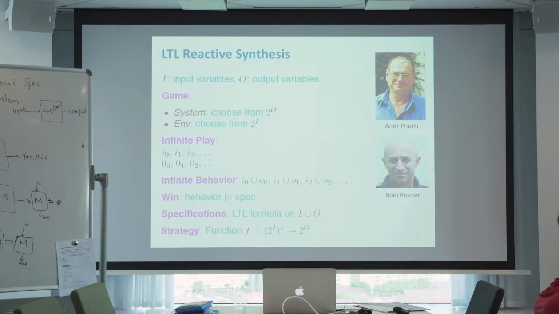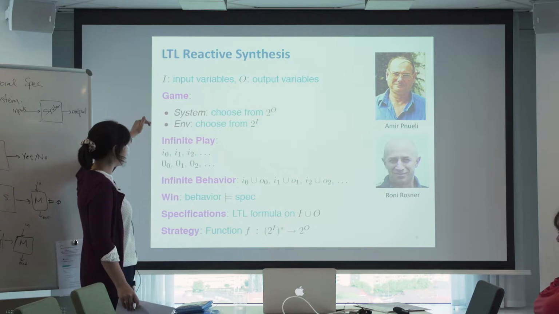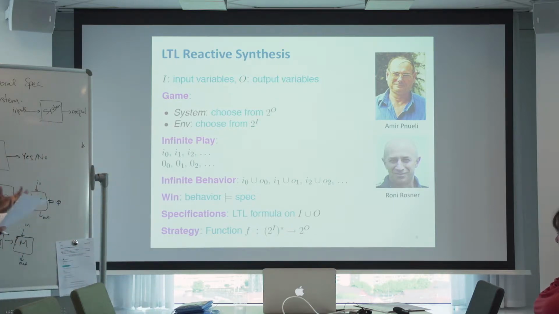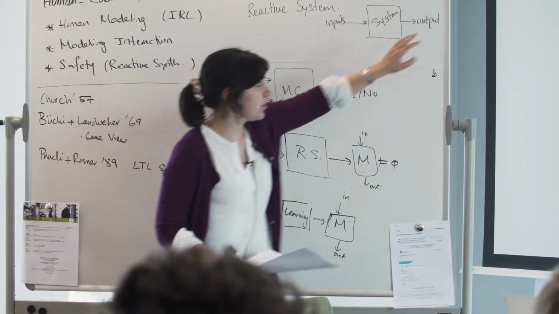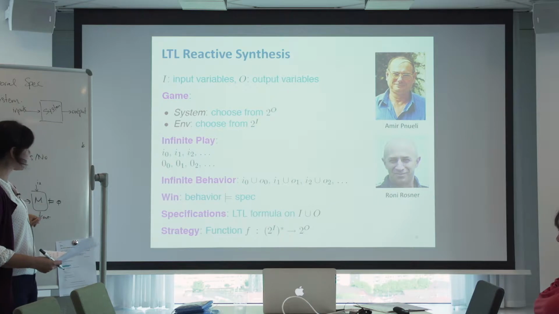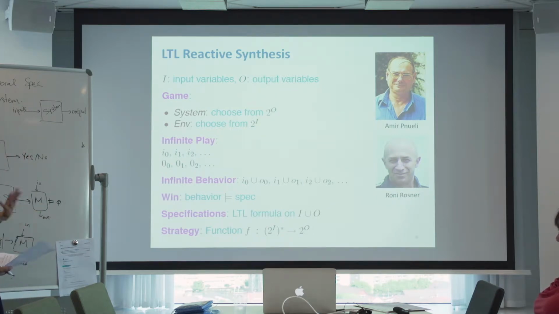So the formalism that we have for reactive synthesis is we have this system and we have this environment that are in some sense playing against each other. So we have a set of input variables, let's call those i's. We have a set of output variables, let's call those o. And then the system is not the same system idea that we hear in control theory. The system is actually playing against this environment.